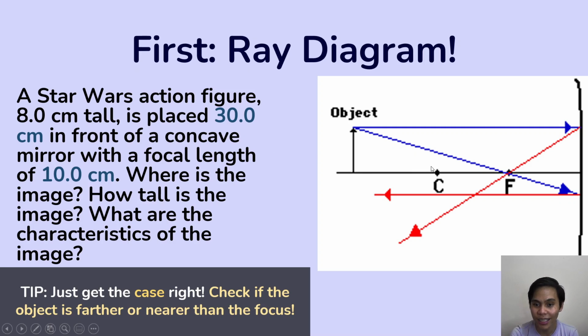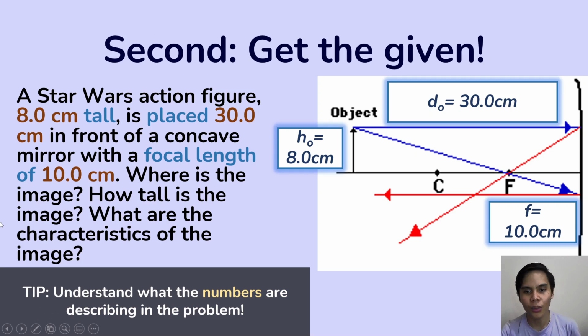20 centimeters is the length to your center of curvature. So we know that your object is beyond the center of curvature because 30 is greater than 20. This gives us this ray diagram. All right, so it should look like this. So that's the ray diagram we're going to work with.